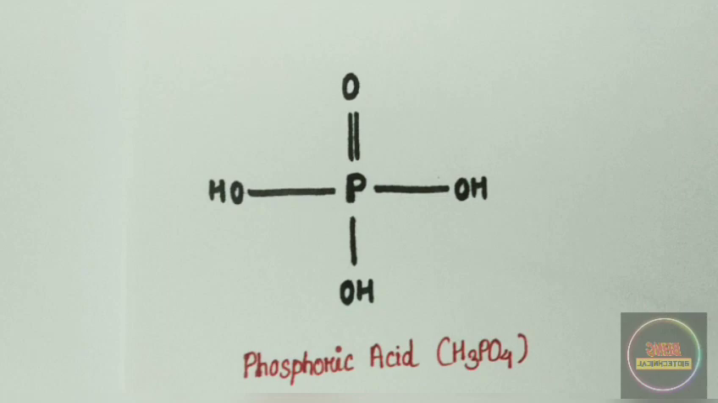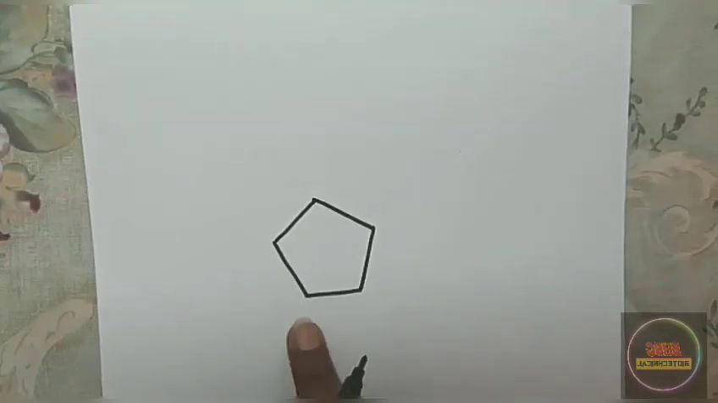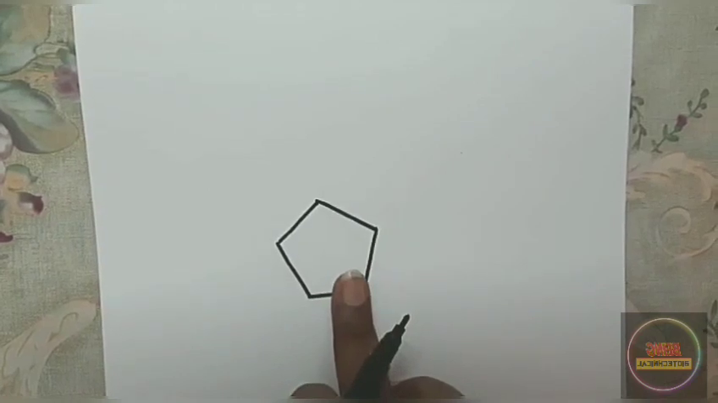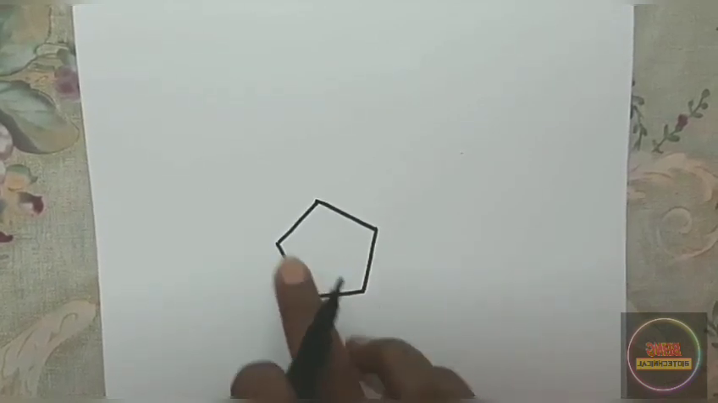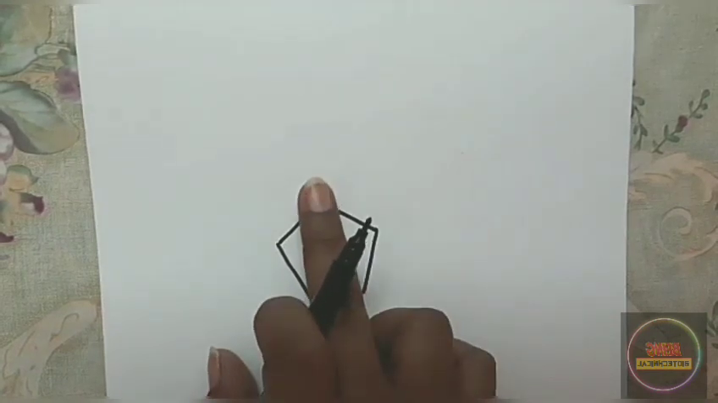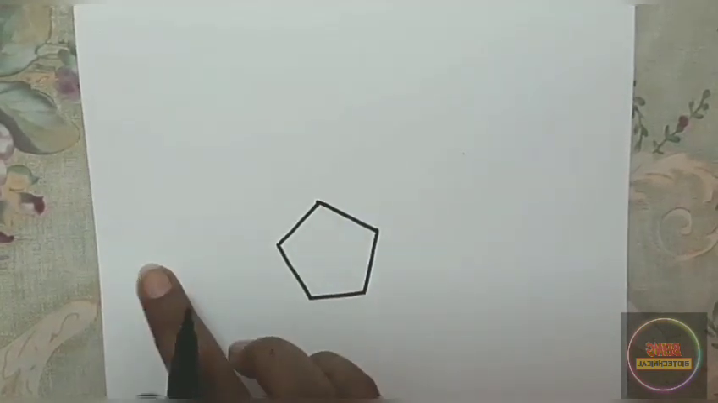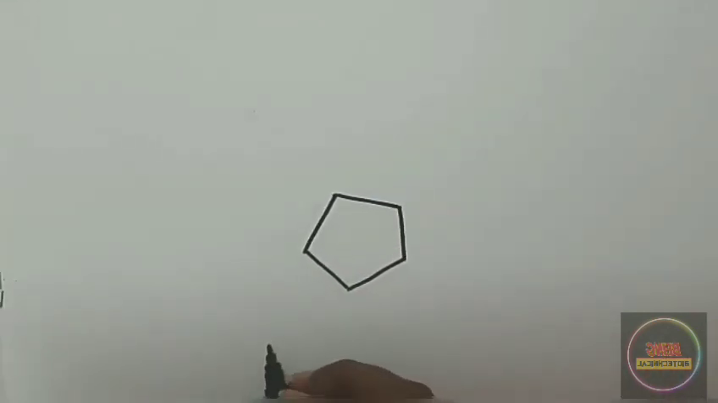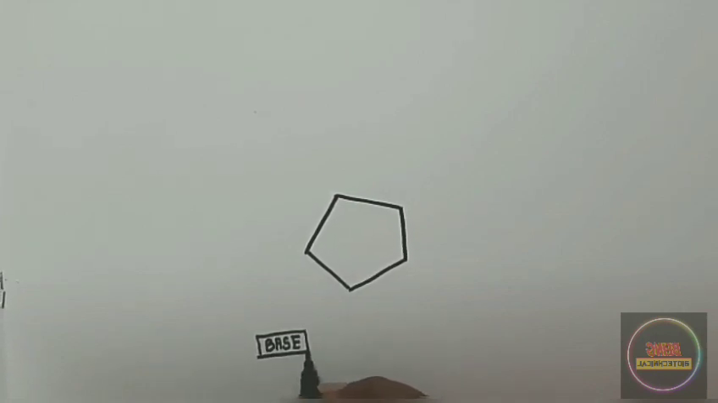Let us first draw a pentose sugar. This is the structure of a pentose sugar. We have to place this pentose sugar with the oxygen facing towards the left side, like this. This pentose sugar is attached to the nitrogenous base. Let us consider this a nitrogenous base. We can also write it simply as base.